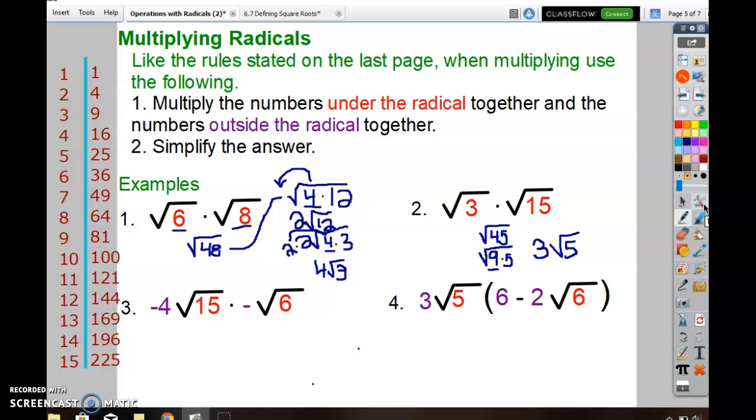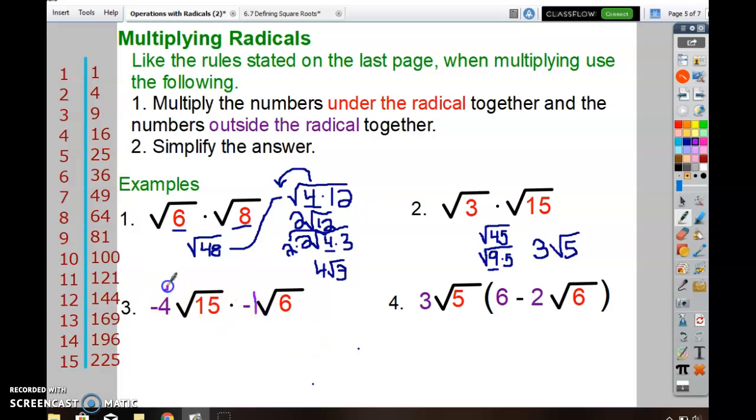Now, the first 2 examples we looked at were just very simple. The numbers underneath, that's all we are given. But when we look at example 3, I've got negative 4 radical 15 times negative radical 6. Now, again, inside times inside, outside times outside. So again, first of all, I know there's that 1 between that negative and the radical 6.